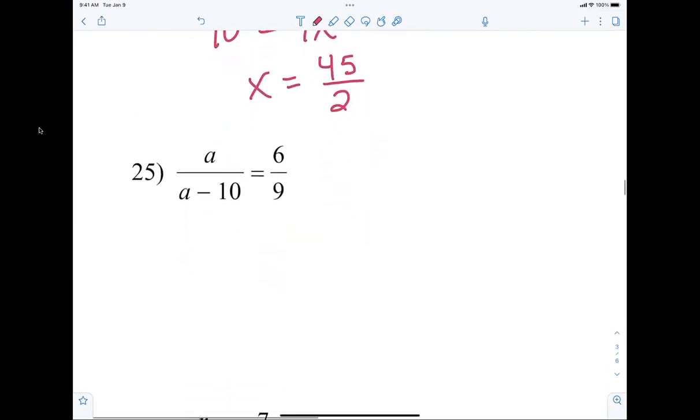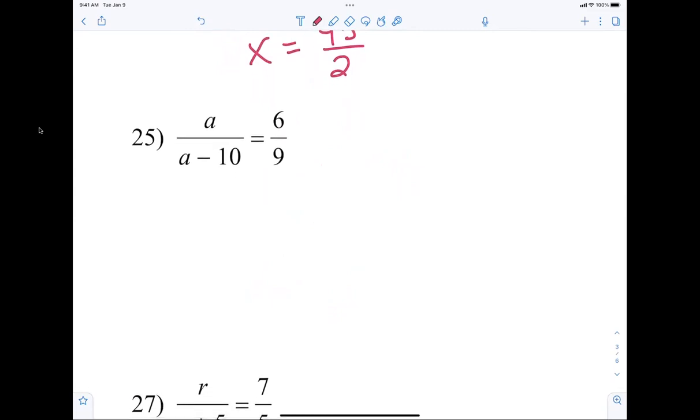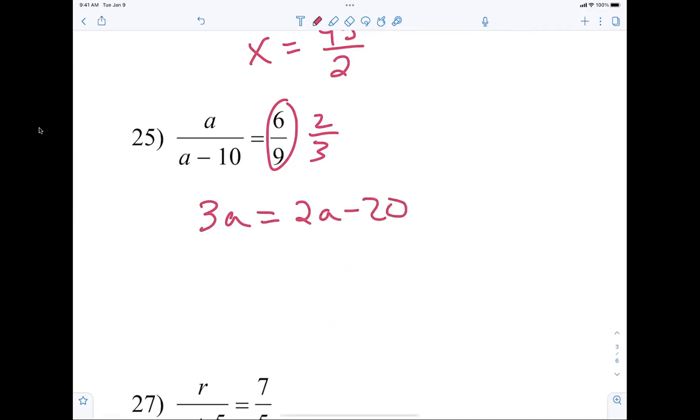Now, take a look at 25. Why is 25 bad? Because 6/9 can reduce to what? Right. Whenever you can reduce a fraction, you should. It makes life easier. It makes the numbers easier. All right, now let's cross multiply. 3a equals what? 2a minus 40. And so a is negative 20. Everybody's good?